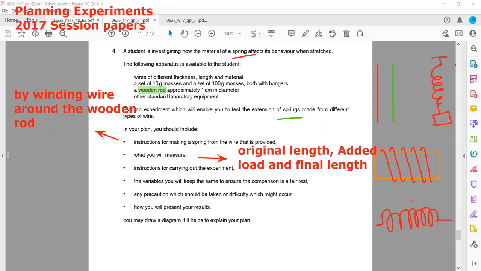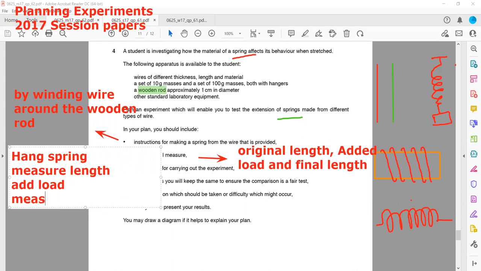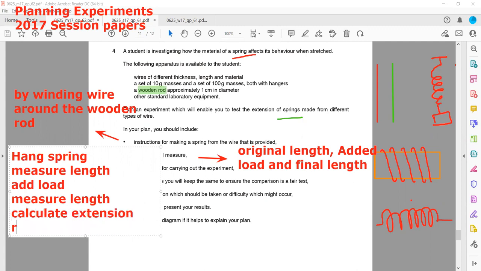So the procedure for this experiment: we will hang the spring first. We'll measure the length. We'll add load, measure the length again, calculate extension, and then we will repeat the experiment with other types of materials or other types of springs.